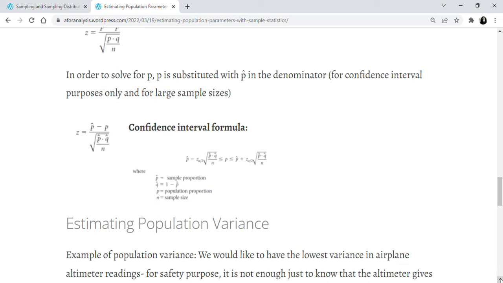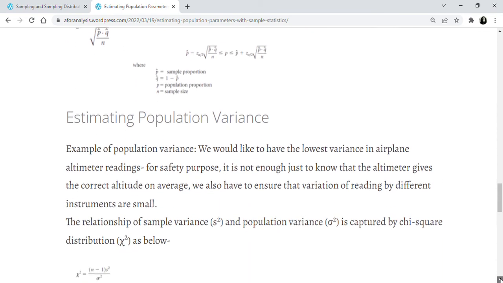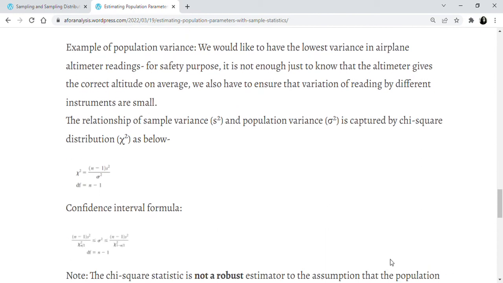Next we have estimating the population variance. One example is that we would like to have the lowest variance in airplane altimeter readings. For safety purposes, it's not enough just to know that the altimeter gives the correct altitude on average. We also want to ensure that the variation of the readings by different instruments is very small. So this is a case where we want to estimate the population variance. The relationship of sample variance S square and population variance sigma square is captured by the chi-square distribution.